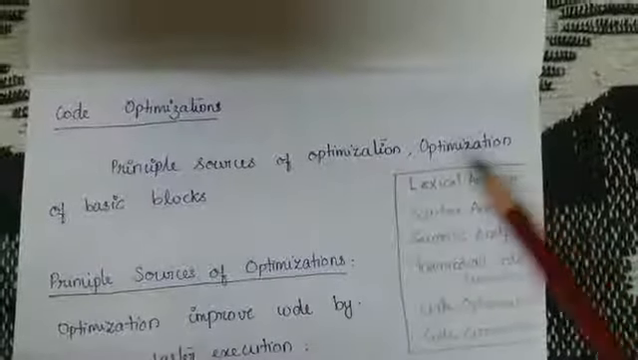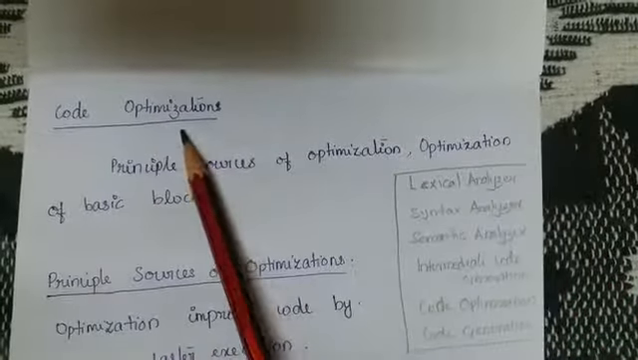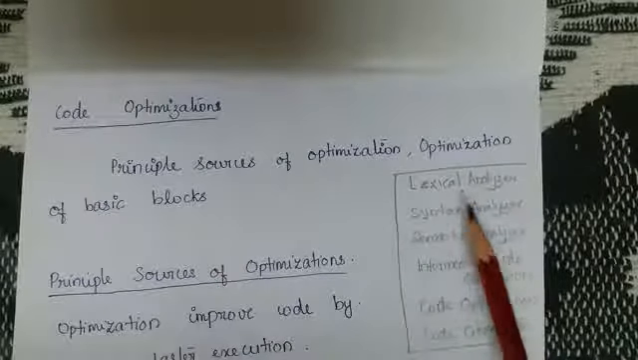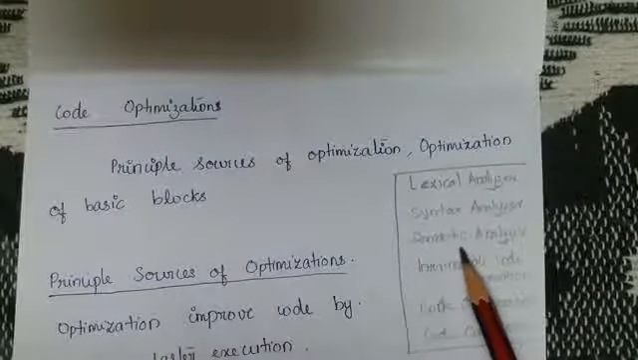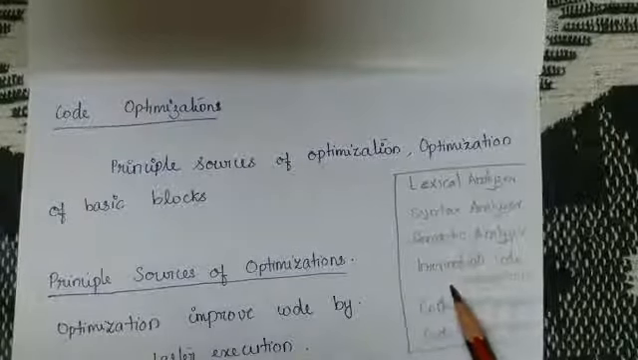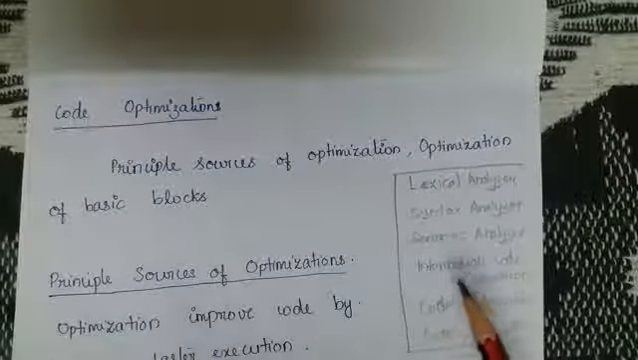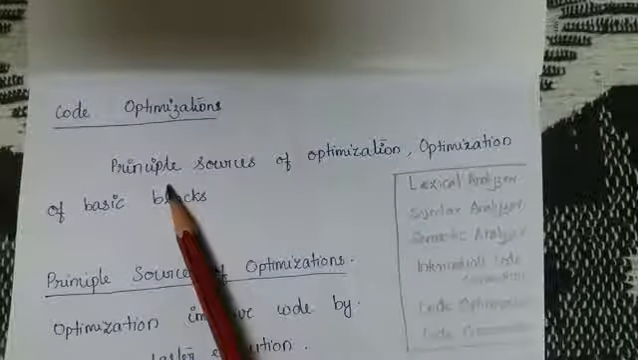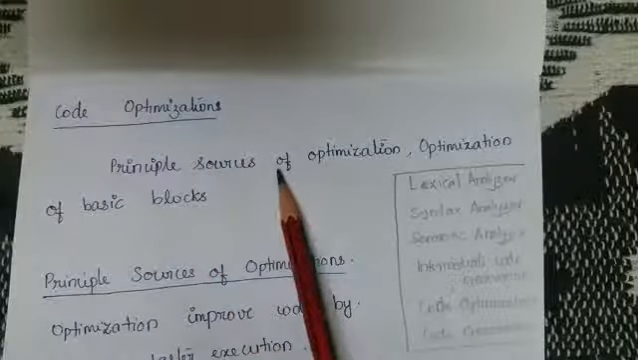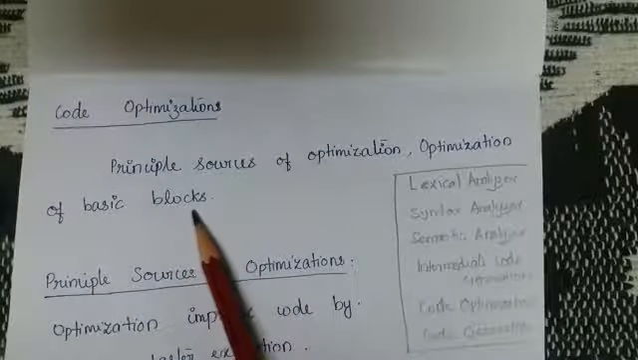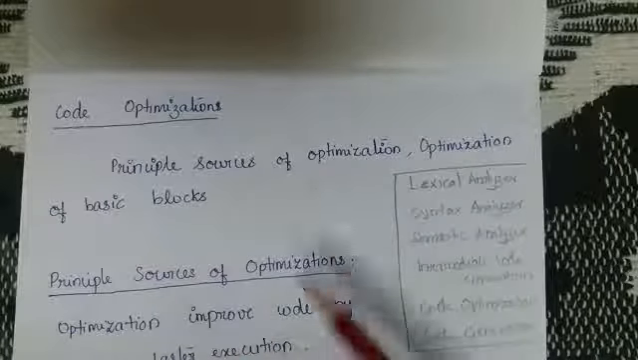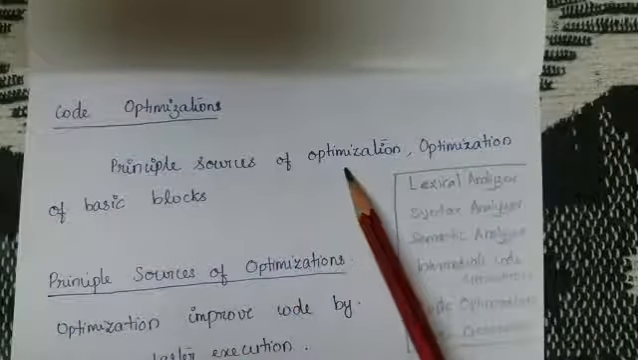Hi all, today we will start with the next phase of the compiler, that is code optimization. We have already learned the other phases: lexical analyzer, syntax analyzer, semantic analyzer, and intermediate code generation. In code optimization, we have to see the topics: principal sources of optimization and the optimization of basic blocks. So we'll start with the principal sources of optimization.